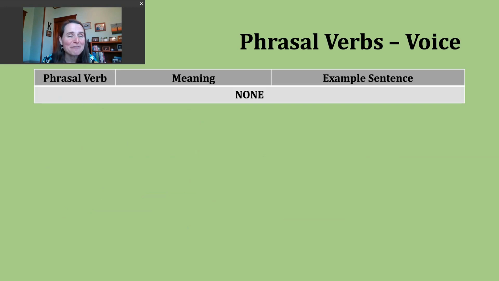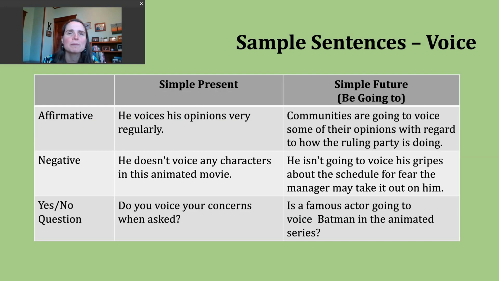Now, there aren't any phrasal verbs that we need to study, so instead, we can do a little verb tense practice. Today, I thought we would review the simple present and the simple future with a focus on be going to. Let's start with the simple present. We use this verb tense to talk about our habits and our routines. These are actions that repeat with sort of a known frequency, right?